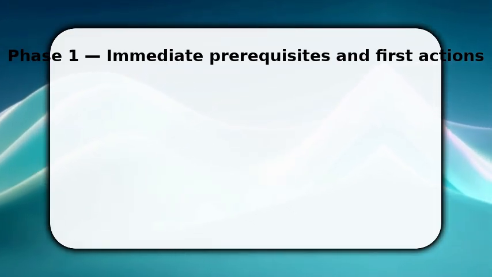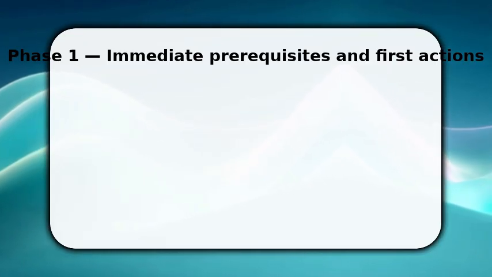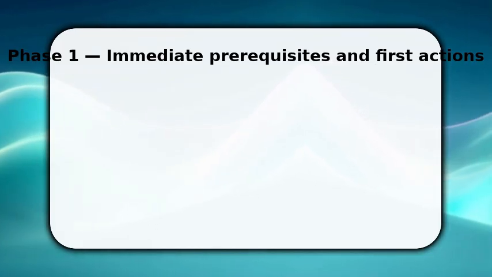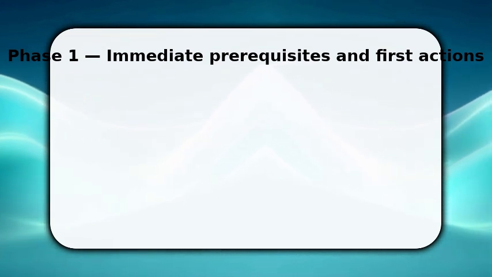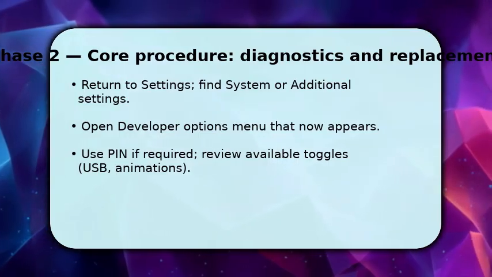If asked, confirm your device PIN or pattern. This verifies it's you. This step turns on the hidden developer layer. You need it before changing anything deeper. Once done, go back to the main settings screen and look for System or Additional Settings. Developer Options appears there after activation.